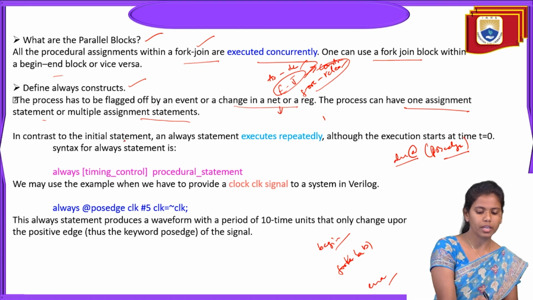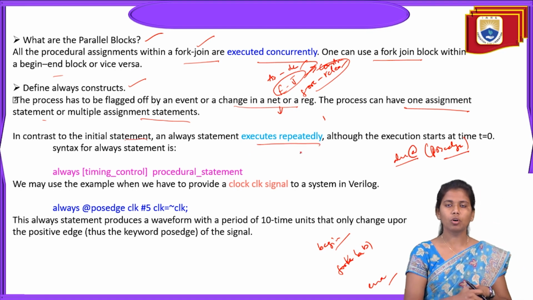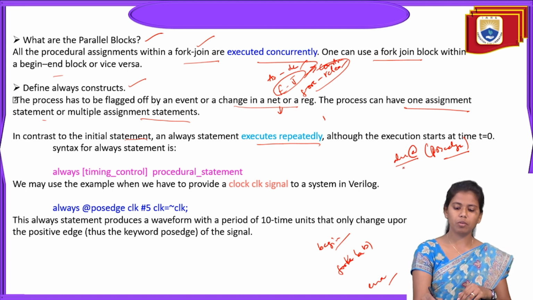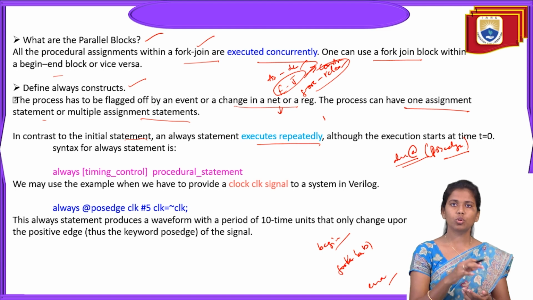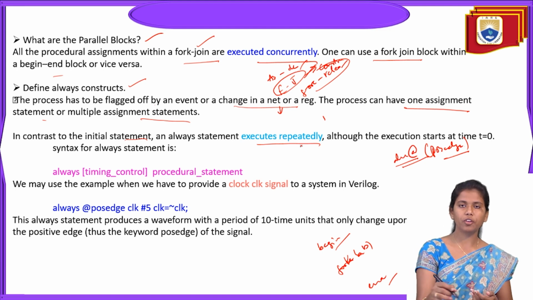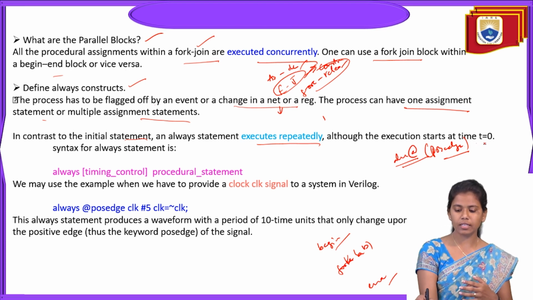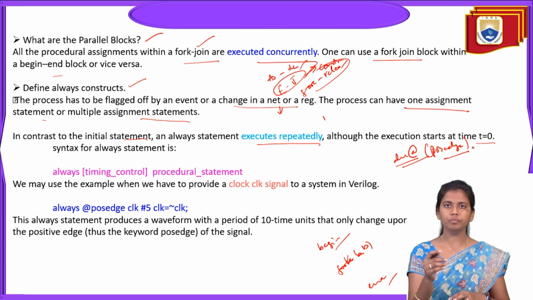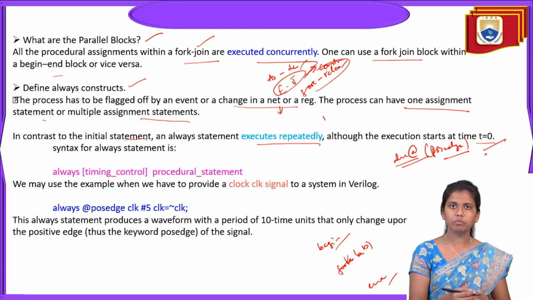In contrast to the initial statement, the always statement executes repeatedly. The always statement and the always at the rate block are statements meant for behavioral modeling, and they execute repeatedly. These statements start executing at time t equals 0.